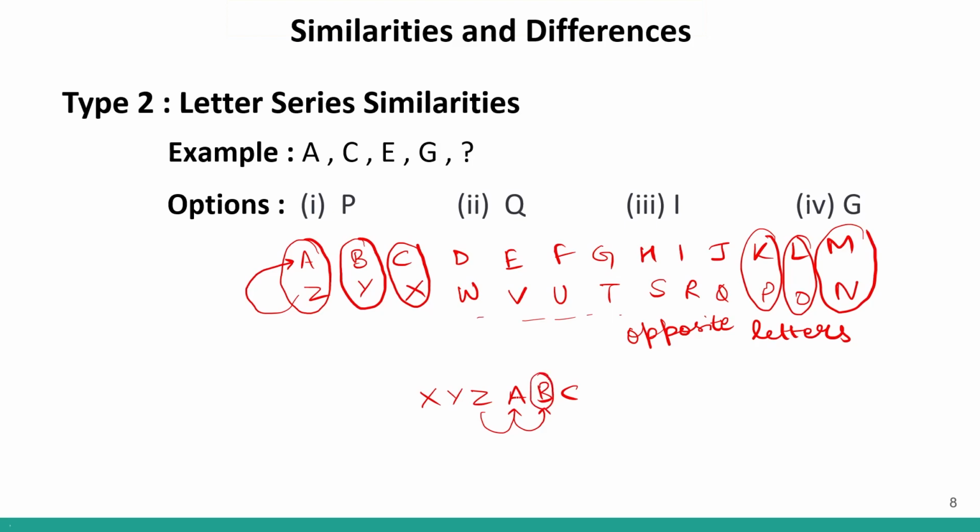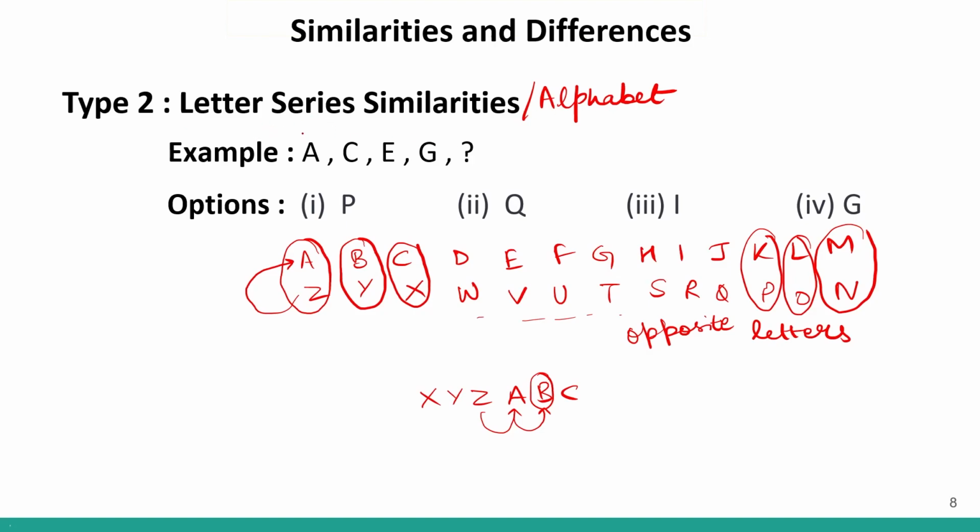So this is the concept of looping. We discussed all this in alphanumeric and coding decoding as well. And this is a concept that usually comes in very handy when we deal with letter series similarities, also known as alphabet series similarities. Okay, now let us solve this question.